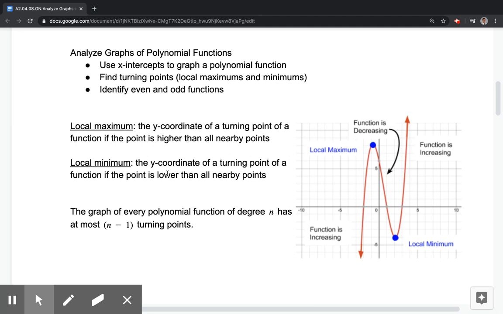Local minimum is kind of the same thing, but we're talking about the minimum: the y-coordinate of the turning point of a function if the point is lower than all nearby points. So if we look at this point right here on the graph, the y value here is lower than these points over here. So the points to the left and the points to the right, this is the lowest point of this portion of the graph, not of this portion over here.